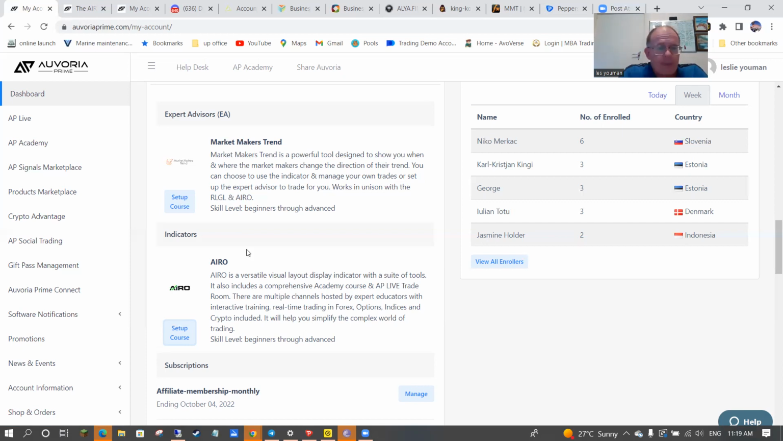But AIRO is an indicator only. It shows you a lot, as we'll go through, but you still need to place your trades manually, manage the trades, and close the trades. Although there is a full suite of risk managers, trade managers, and everything that comes with it, which I'll try to get into a little bit as well.